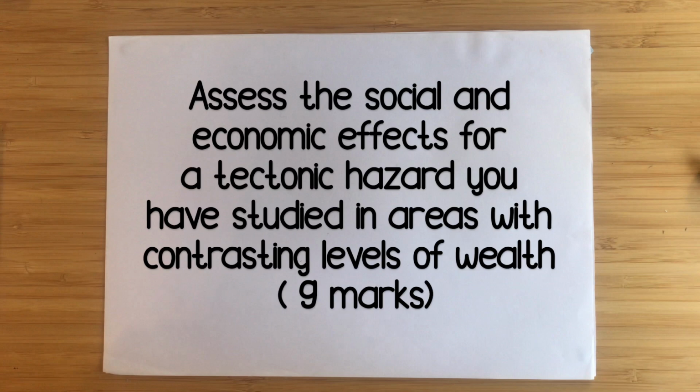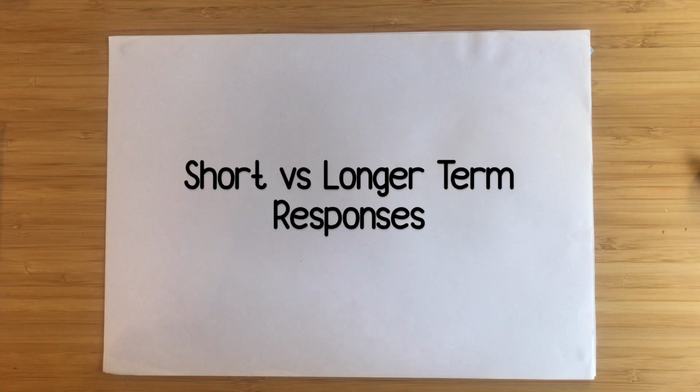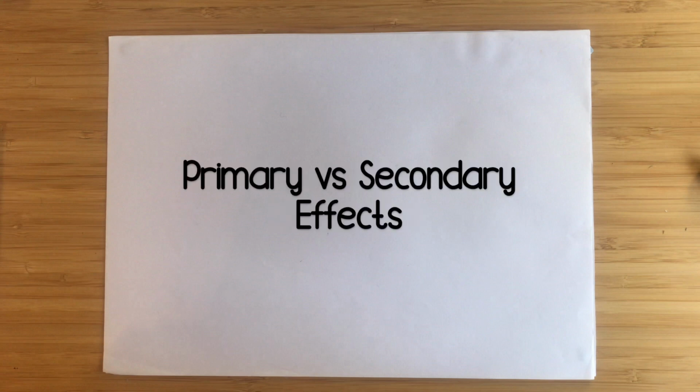You may be asked to contrast the effects, that could be primary or secondary or general, so assess the social and economic effects for a tectonic hazard you have studied in areas with contrasting levels of wealth. Or you could just be asked to compare the difference between responses, short and immediate term, or you could be asked to compare the severity of primary versus secondary effects.